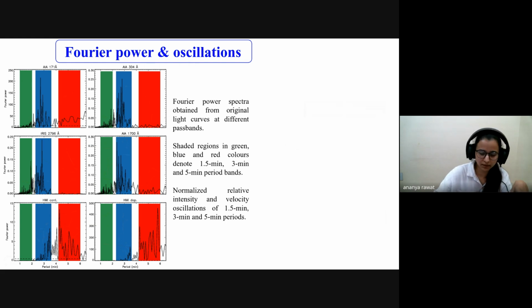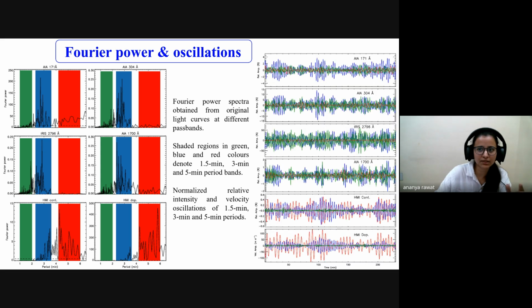So what we did, we now have these frequency bands. We apply a band pass filter over these period bands, determine a filtered light curve, and divide it by the background to determine the normalized relative intensity oscillation and velocity oscillation at each atmospheric height. So here we can clearly see clean oscillation patterns of various frequencies.